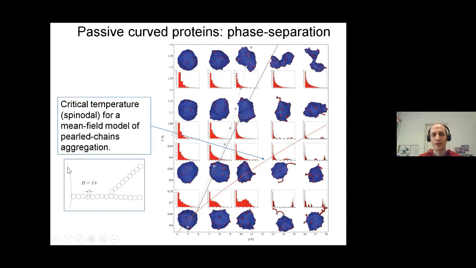You can actually do a more complex model where you calculate the spinodal, the thermodynamic instability of a system from a gas of monomers of these proteins to pearled aggregates where they form exactly these spheres that build on top of each other, and that gives you this red line, which is supposed to capture these transitions into large aggregates, but as you see, not perfectly.